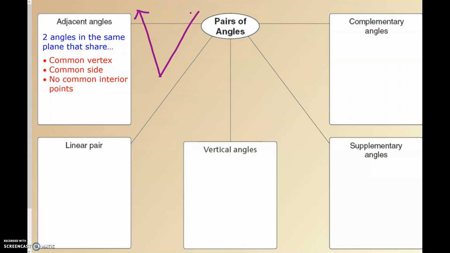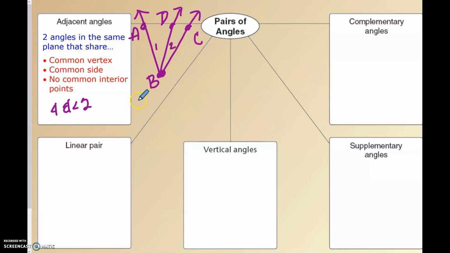So if I draw something and we put some letters in here, we've got A, B, and we're just going to put this in here so that we've got C and D. If you look, all of these angles, whether I'm talking about angle 1, angle 2, or the big angle ABC, adjacent angles are going to share a common vertex and they're going to share a side. So angle 1 and angle 2 are adjacent angles. They share the common side of BD. They have a common vertex and no other points in common.